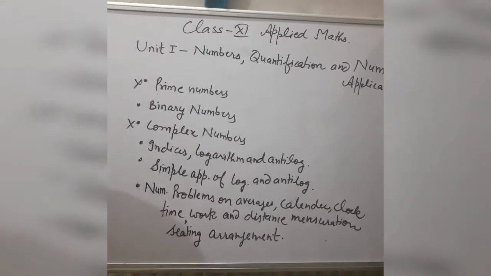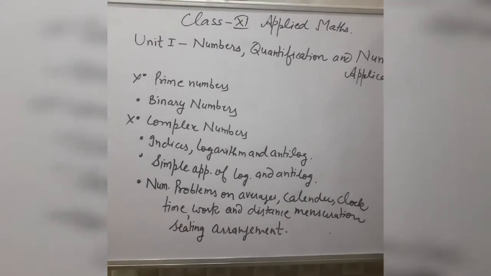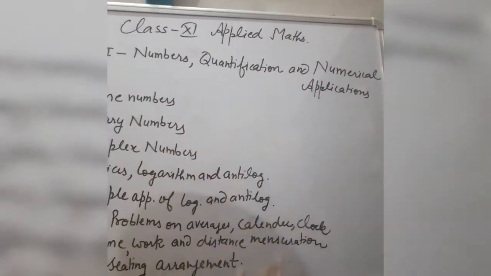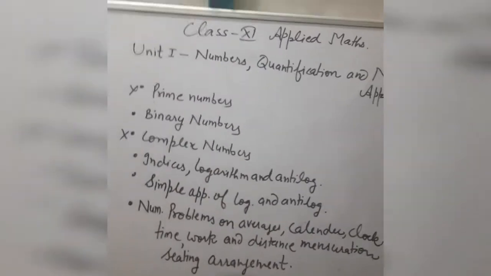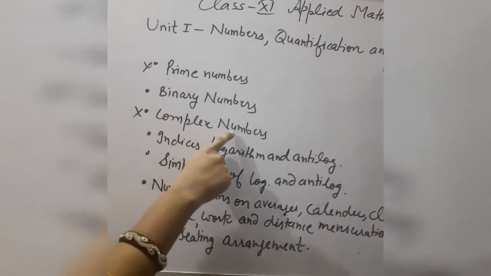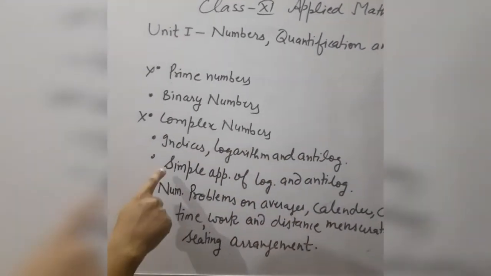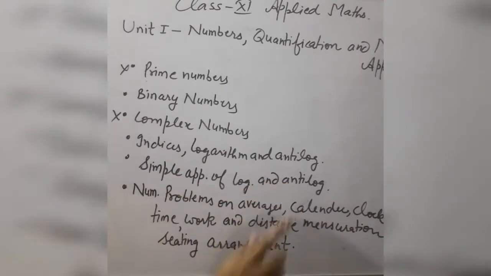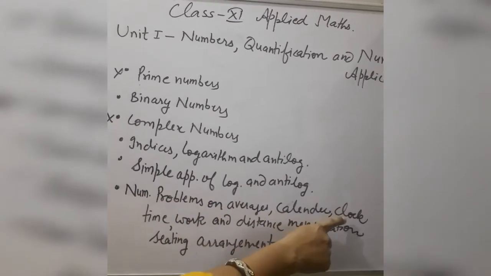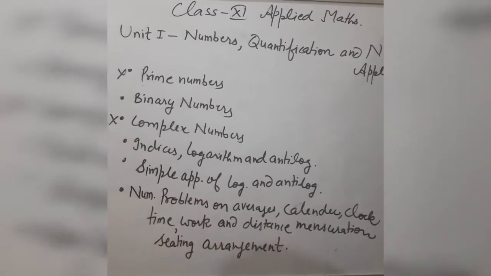Yes, in this video, this is unit first of applied math for class 11th students. The name of this unit is numbers, quantification and numerical applications. In this unit, the first topic is prime numbers, second is binary numbers, third is complex numbers, fourth is indices, logarithmic and anti-logarithmic, simple application of logarithmic and anti-logarithmic, and last is numerical problems on average, calendar, clock, time, work and distance, mensuration and seating arrangement.